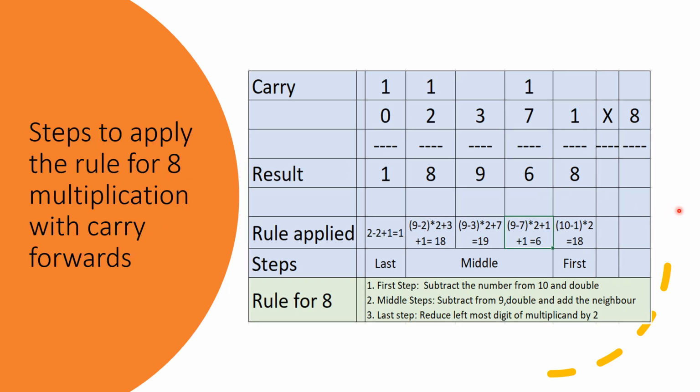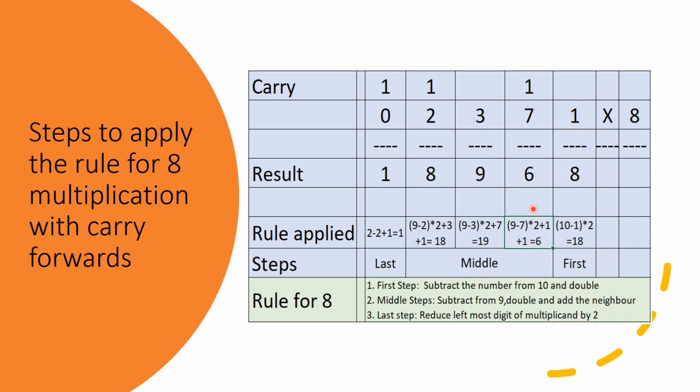Let's see an example for 8 with carry forwards. Here, for the first step, we subtract the number from 10: 10 minus 1, into double, so into 2 equal to 18. 9 into 2 equal to 18, so we keep the result 8 and carry forward the number 1 towards the next digit. And for the middle step, we subtract the number from 9. So 9 minus 7 into double into 2, plus 1. One is a carry forward and one is a neighbor.